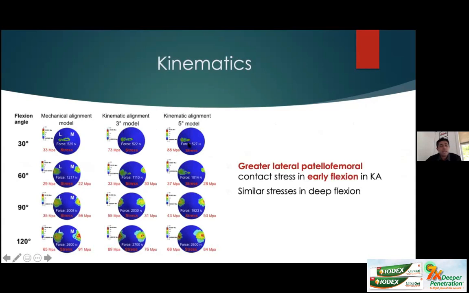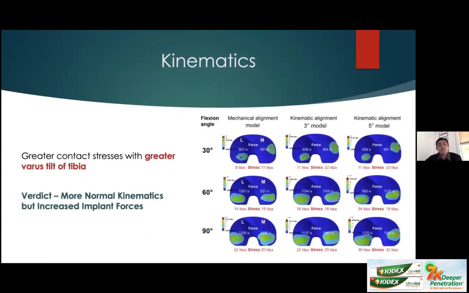So these are again mechanically aligned, 3-degree kinematic and 5-degree kinematic, and these are contact pressures, red being the highest pressure. And you can see that there is more pressure in the kinematically aligned knee early on, and then in the mechanically aligned knee with deep flexion. What about tibial stresses?